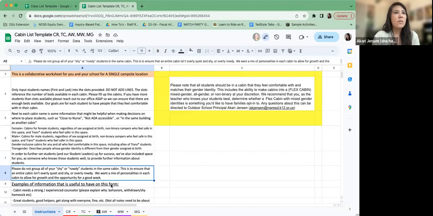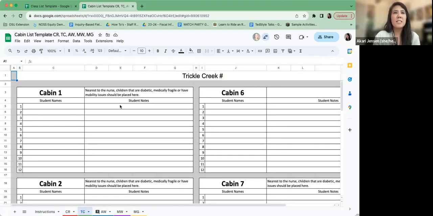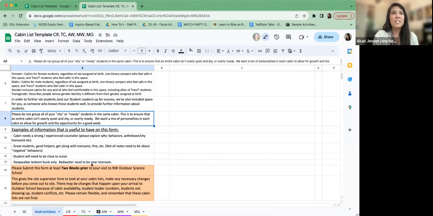We also would like you to share with us some notes that would help us prepare for your student's arrival. So anything that would be helpful, like this student's really shy, this student is very energetic, this student does not get along with this person, so that's why they're not in cabins. Please don't rearrange them in any way. Those are all instructions that are really, really helpful for us to have.